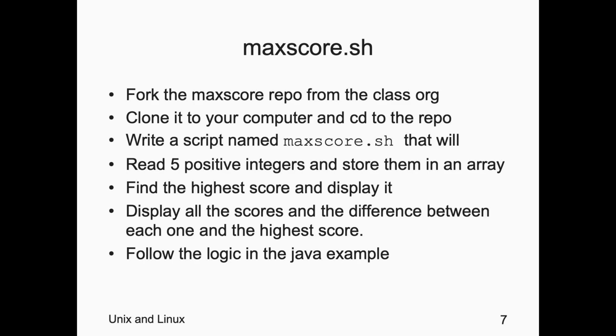In terms of assignments, what I'd like you to do is go fork the max score repo from our class organization and then clone it. And you're going to be following the same general steps that you normally follow. And what this script should do is simply read 5 positive integers from a user and then store them in an array, iterate through the array to find the highest score and display it, and then finally display all of the scores again, but this time printing the difference between each score and the highest score.